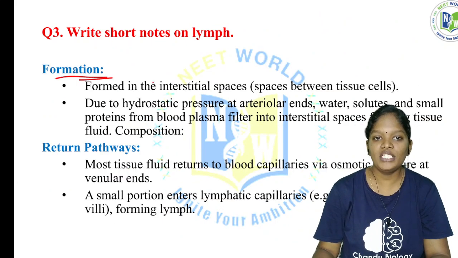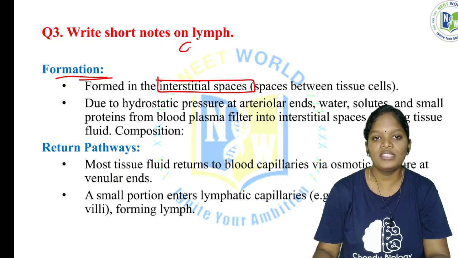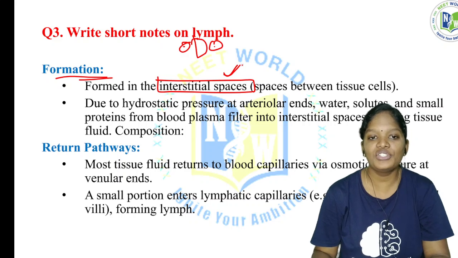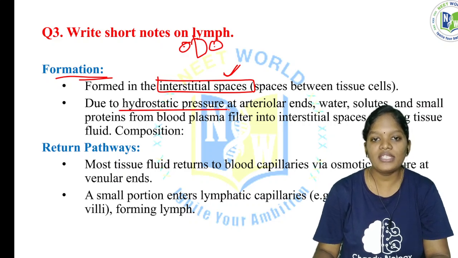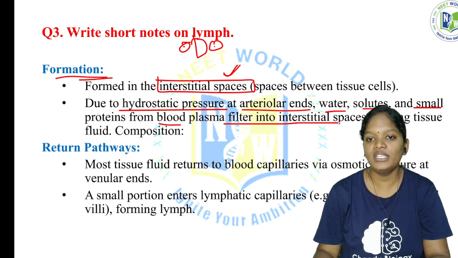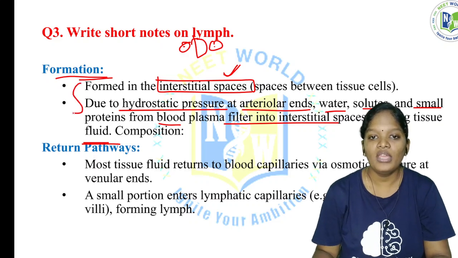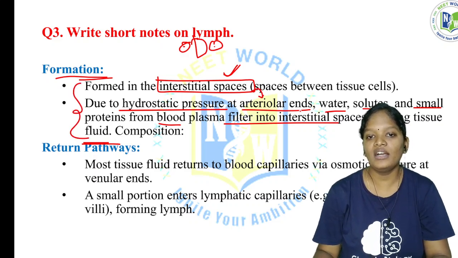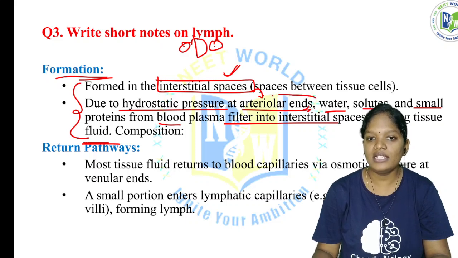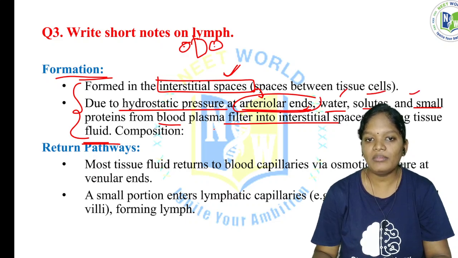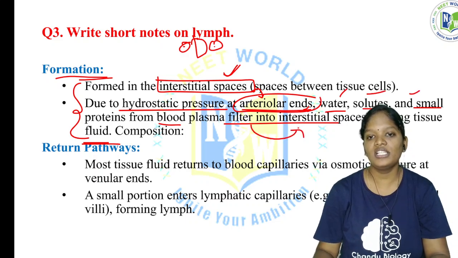How is it formed? It is formed in the interstitial spaces. So this is one cell and this is another cell, and the space between these two cells is called an interstitial space. Due to the hydrostatic pressure at the arteriolar ends, water, solutes and small proteins from the blood plasma filter into the interstitial spaces, forming the tissue fluid.